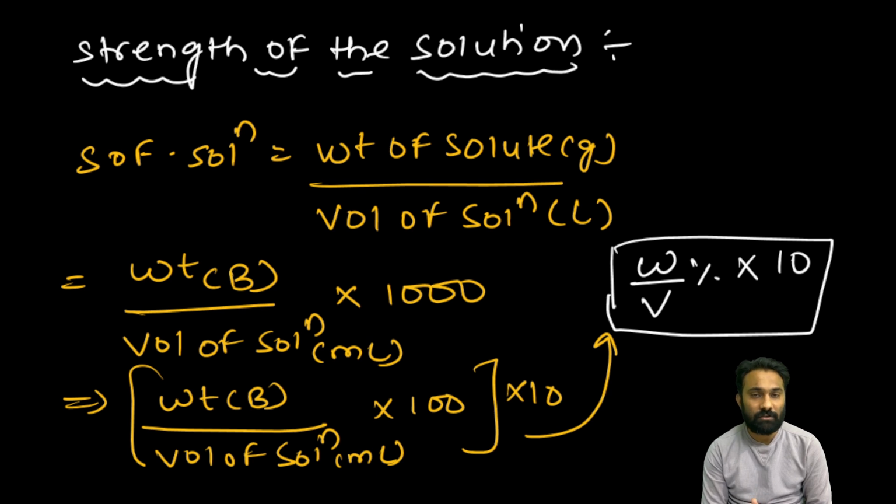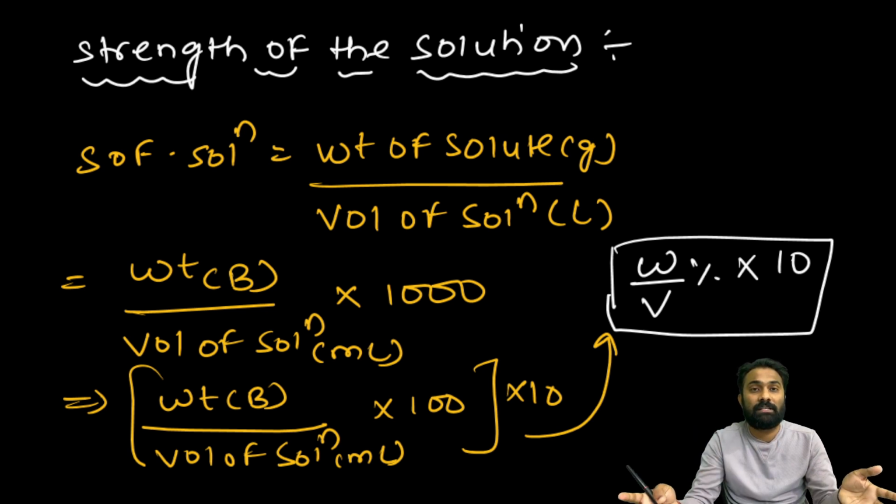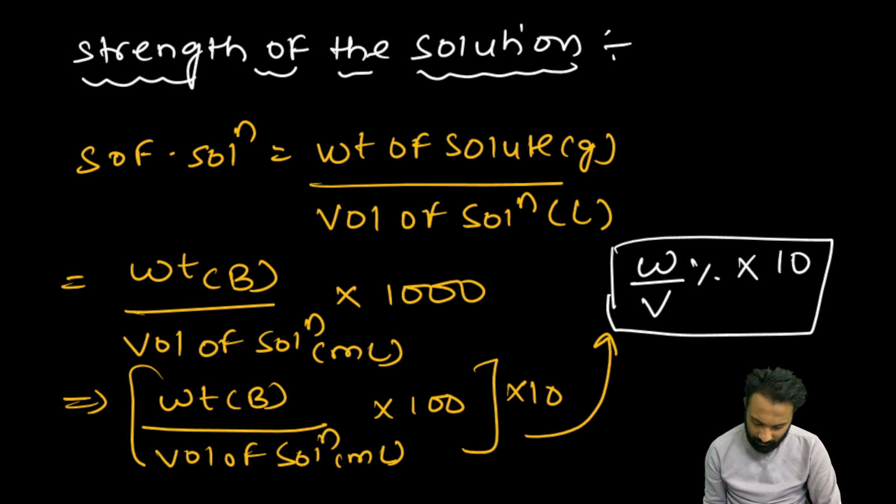Clear? And next we have studied about the ppm and the ppb. What is the ppm? 1 gram of the solute that is present in 10 to the power 6 of our solution or solvent. Clear? That is known as the ppm, and the ppb is 10 to the power 9, billion. Done?